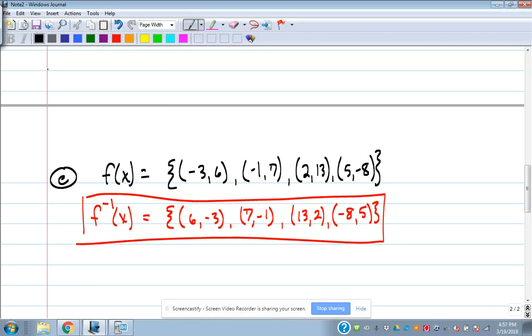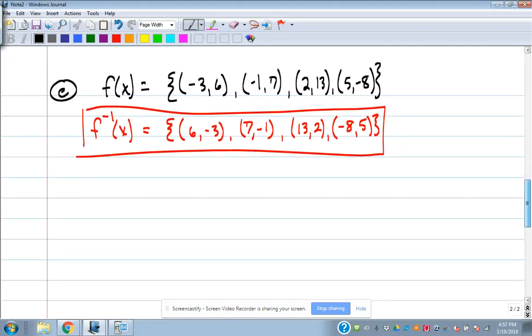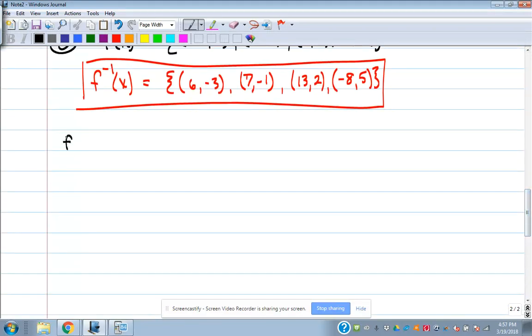Now, are they going to give you a bunch of easy ones like that? No. But that's the general idea, okay? Now, let's look at some that are a little less elementary. So here's our function. F of x is equal to 6x minus 7. Just a good old linear equation. Slope of 6, y-intercept -7.